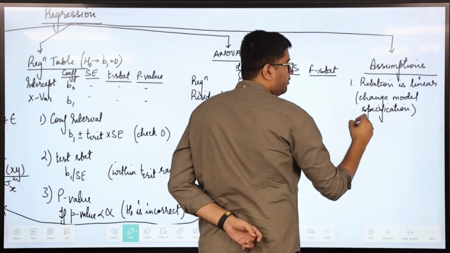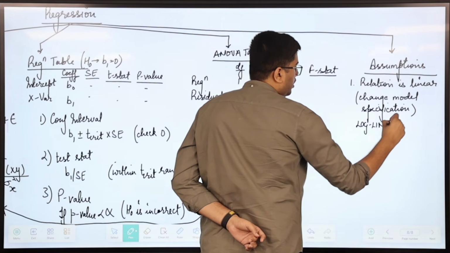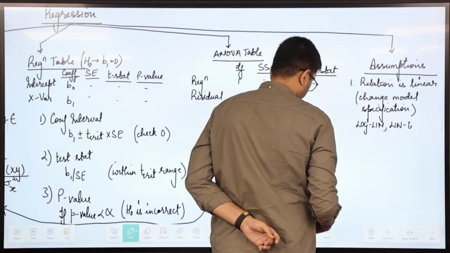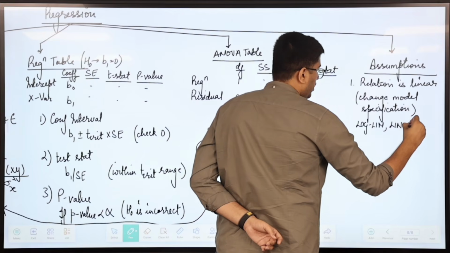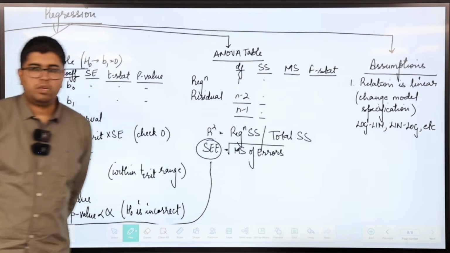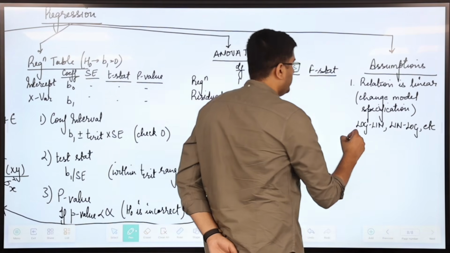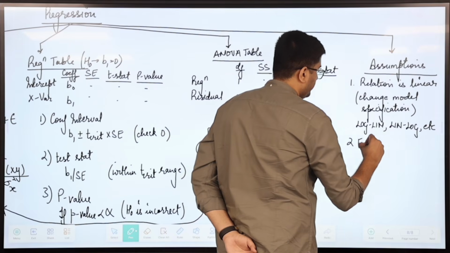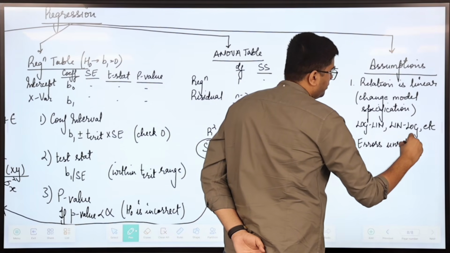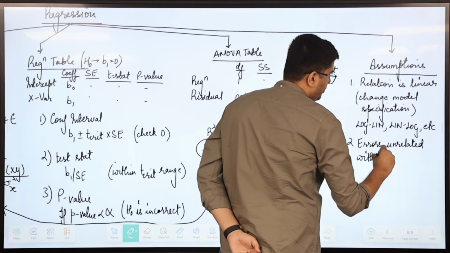This is where we covered different types of models: log linear model, linear log model. Then the second assumption is that errors are unrelated with the independent variable.